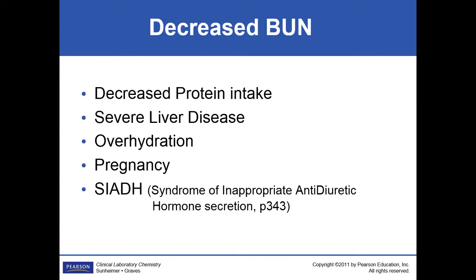Decreased BUN can occur with low protein intake or severe liver disease, overhydration. It does occur in pregnancy. And there's a syndrome classified SIADH. It's an inappropriate ADH secretion, which we will get into in our endocrinology chapter.